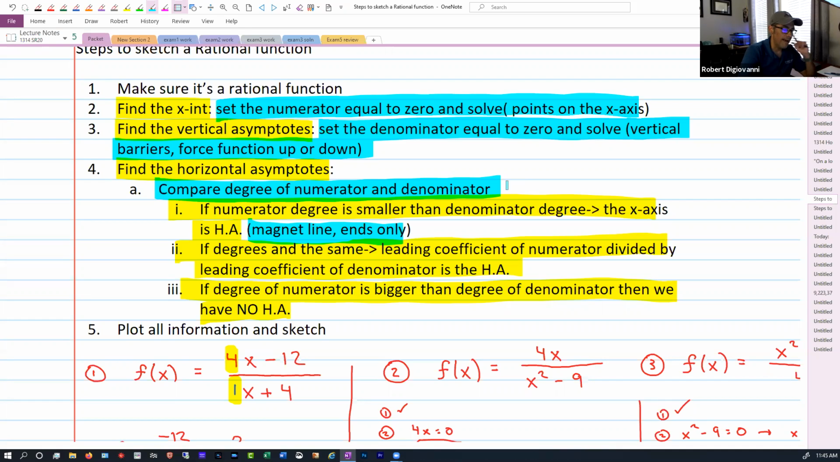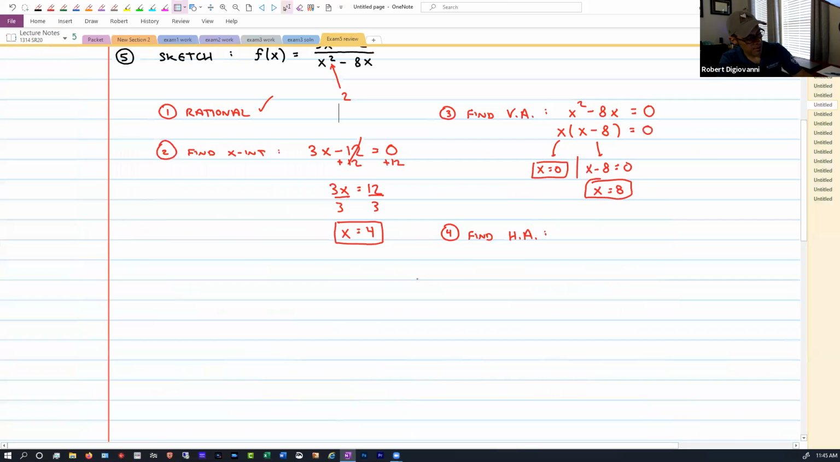So in the problem we're working on, we have this first case right here. Remember, ours was 1 on top and 2 on the bottom, so the degree of the numerator is smaller than the denominator. So the x-axis is our horizontal asymptote. This is actually that first case. So it's the x-axis.